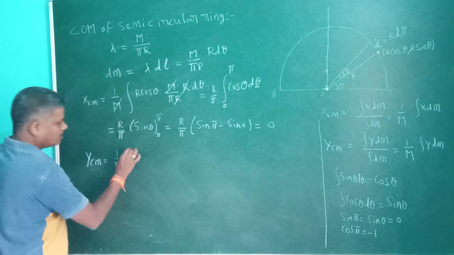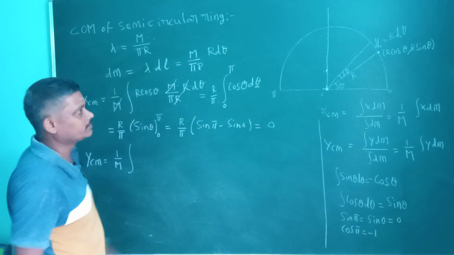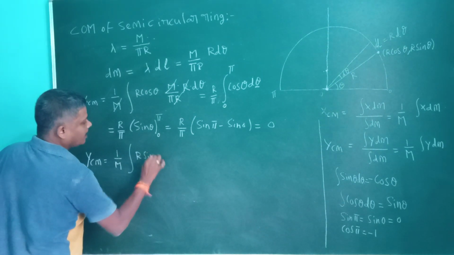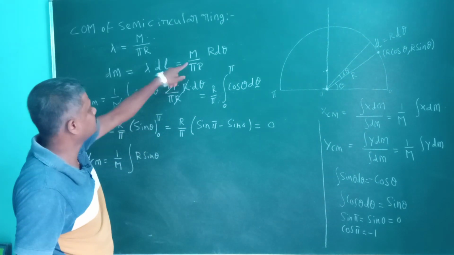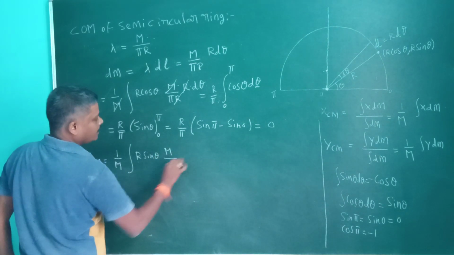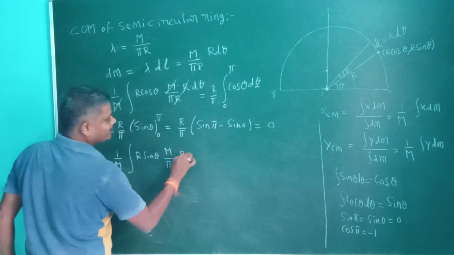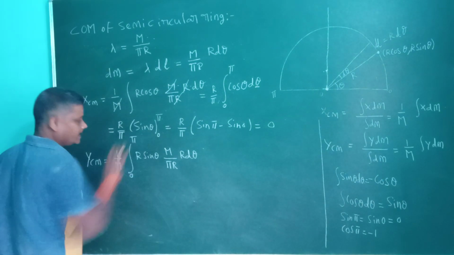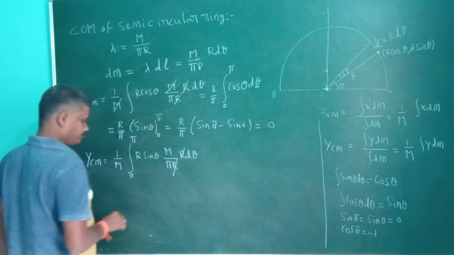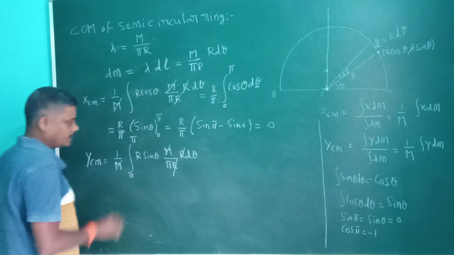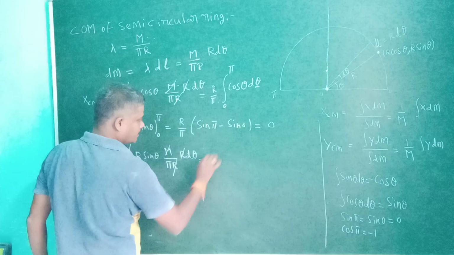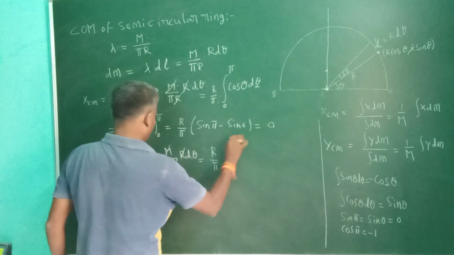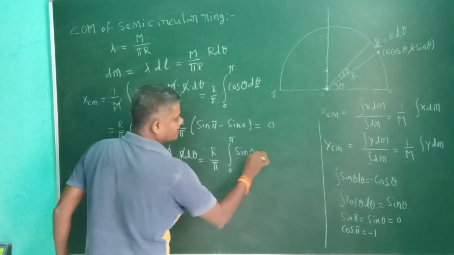Similarly, y center of mass is written as 1 by M integral, where the y coordinate of the element is r sin theta, times dm. dm is written as M by pi r into r d theta, and the limits vary from 0 to pi. And I take this r by pi out of the integral. r by pi integral 0 to pi sin theta d theta.